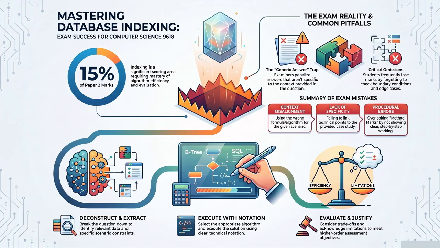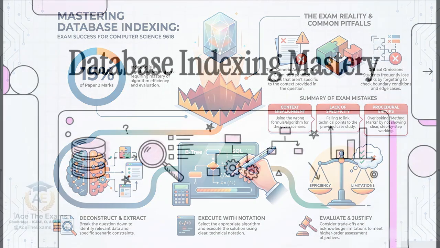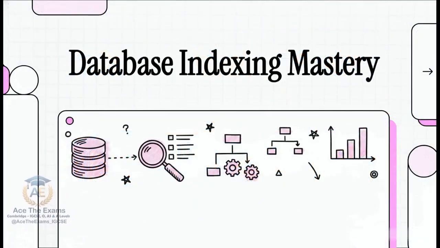Welcome to The Explainer. Today, we are tackling a high-stakes challenge that can literally make or break your final grade. If you're preparing for the Cambridge Computer Science 9618 Paper 2 exam, you already know it demands incredibly rigorous logical thinking. But there's one specific area that consistently trips up even the brightest students: database indexing.